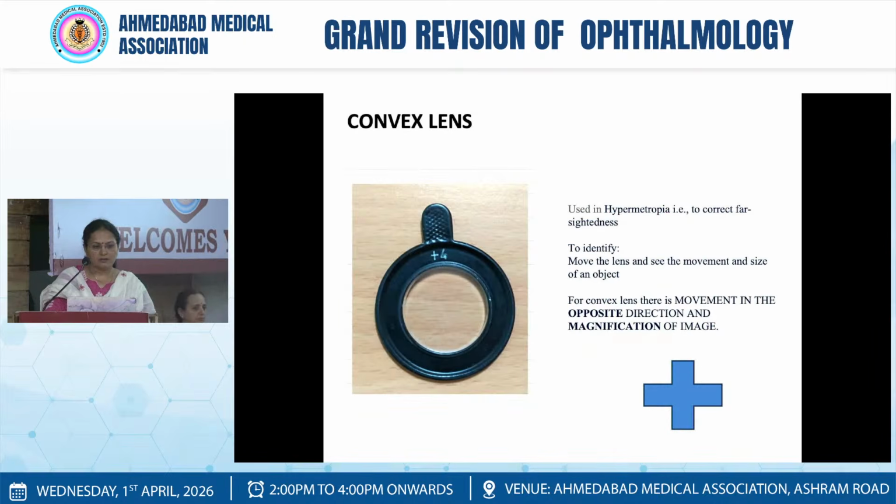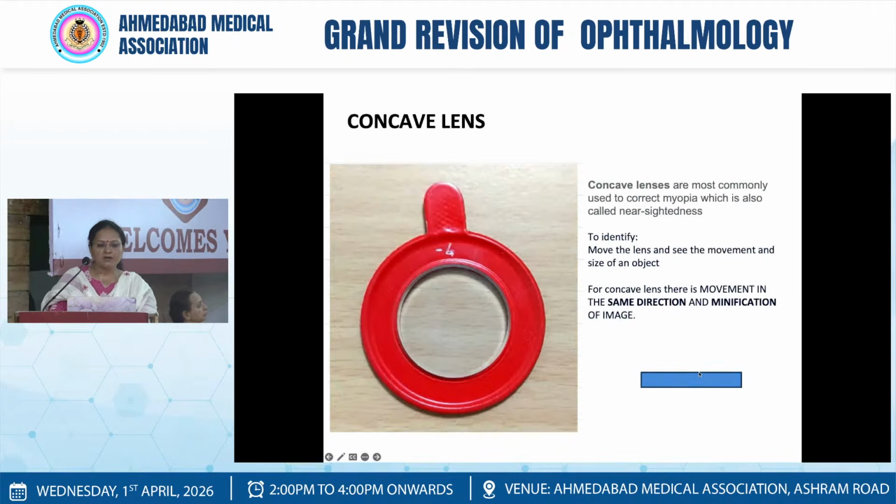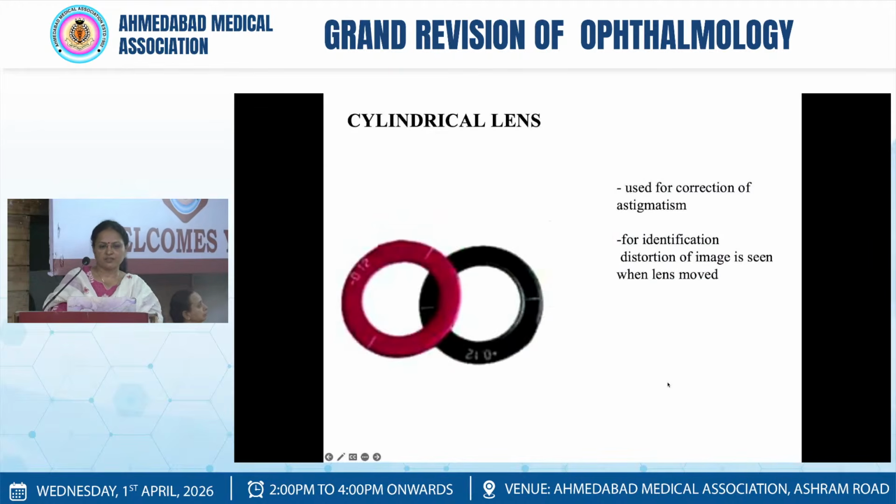So convex lens, what I told, the movement in the opposite direction and you see the magnified image. So you remember like this, magnified image and movement in the opposite direction. Concave, minification of the image and the same direction.